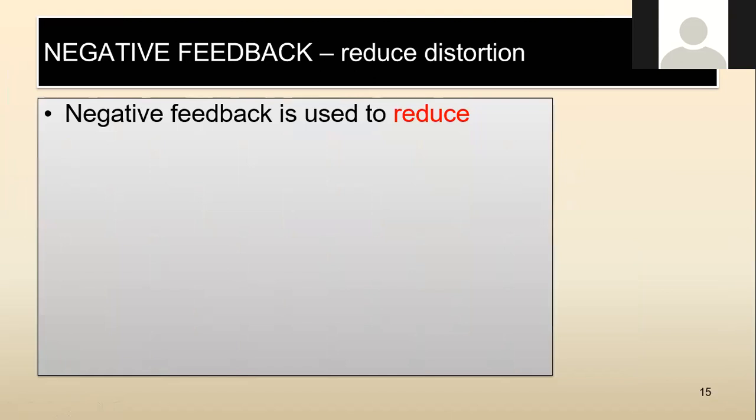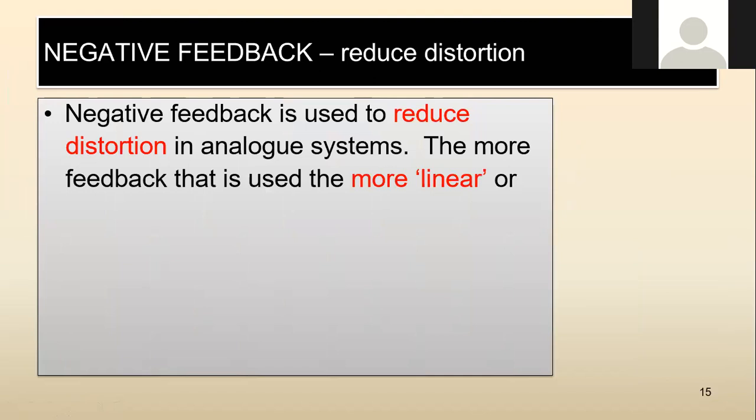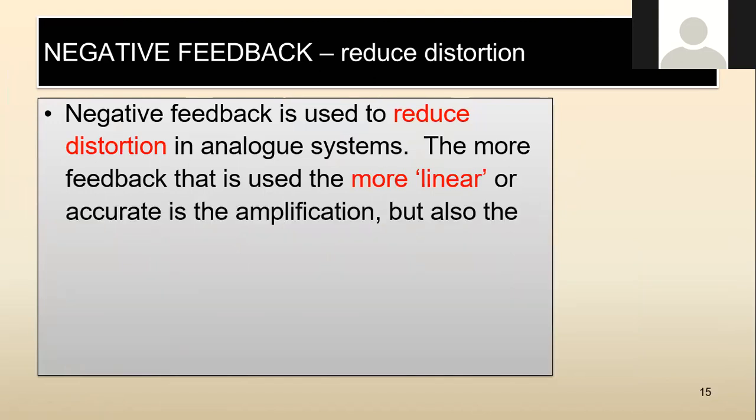And we can also use negative feedback. Later on, we'll see in our example that it reduces distortion in the analog system. The more feedback that is used, the more linear or accurate the amplification is, but also the smaller the amplification. No choice, right? We cannot have everything. So we have more negative feedback, as I say, the bandwidth is better, and then the amplifier becomes more linear, more accurate.